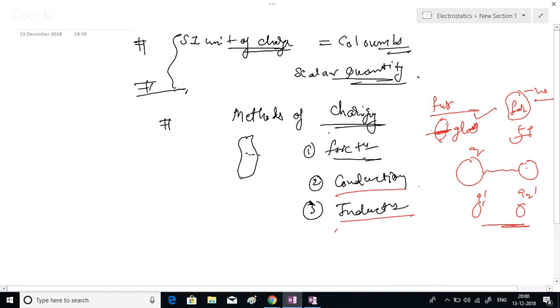And induction means not direct contact. Induction means charging not because of direct contact. So are these methods clear to you? Shall I proceed further? Yes, sir. Okay, this is all about charging.